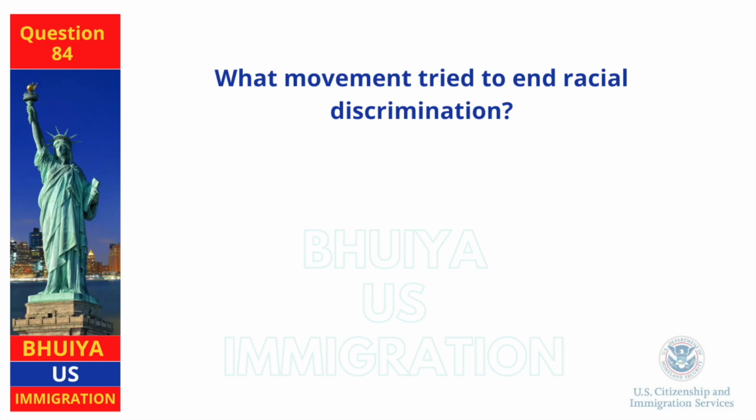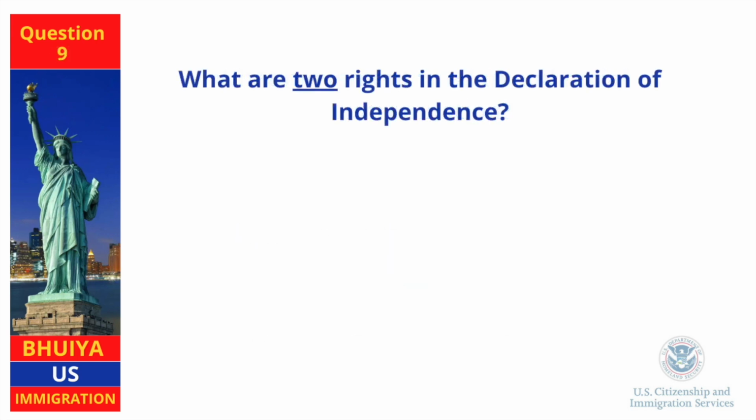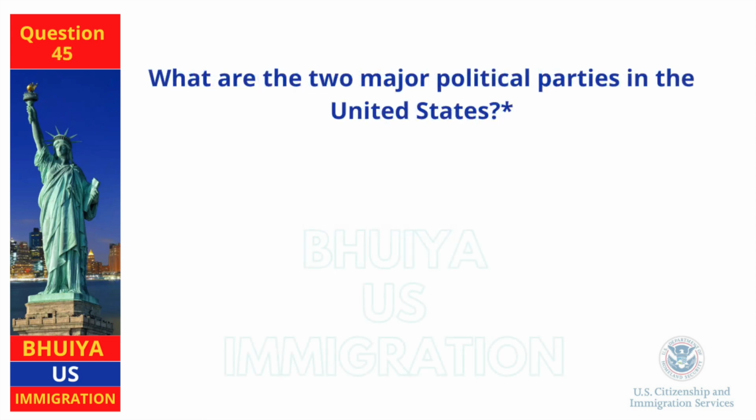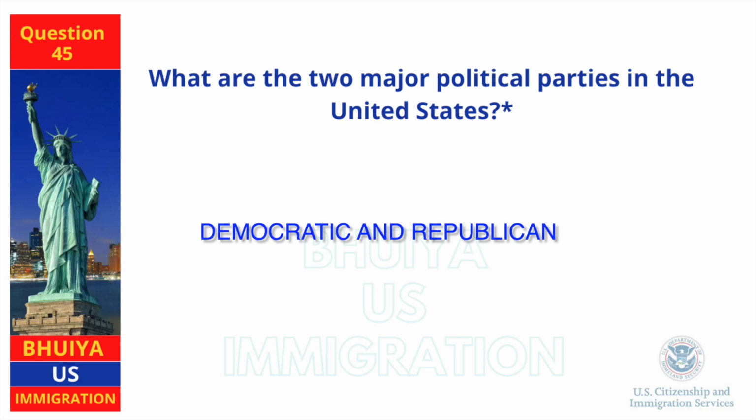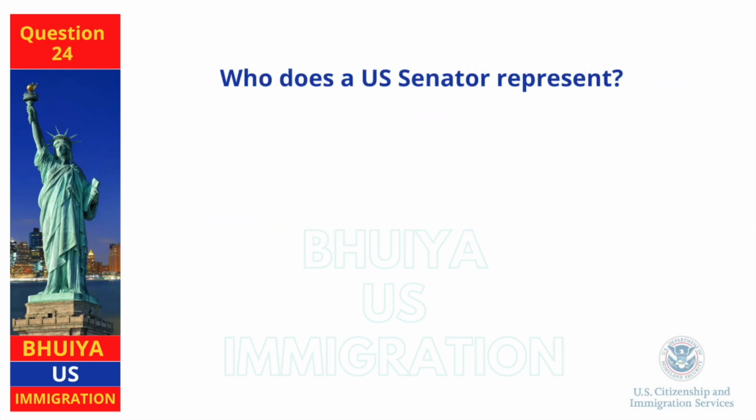What movement tried to end racial discrimination? Civil rights movement. What are 2 rights in the Declaration of Independence? Life, liberty. What are the 2 major political parties in the United States? Democratic and Republican. Who does a US senator represent? All people of the state.